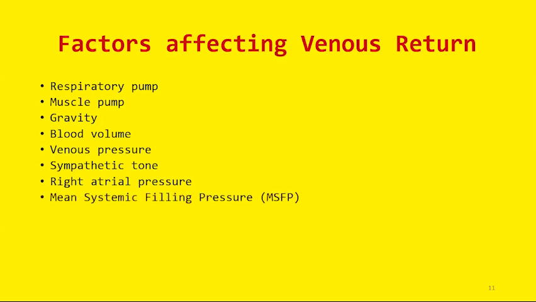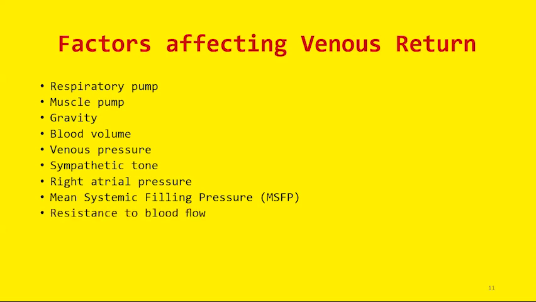Another factor that directly affects venous return is the mean systemic filling pressure. This is commonly known as MSFP. So MSFP has a direct relationship with venous return. By MSFP, we mean the pressure in the systemic arterial system if there is no blood flow, if the blood flow is stopped. So MSFP is directly proportional to venous return.